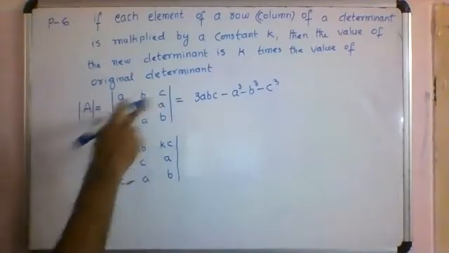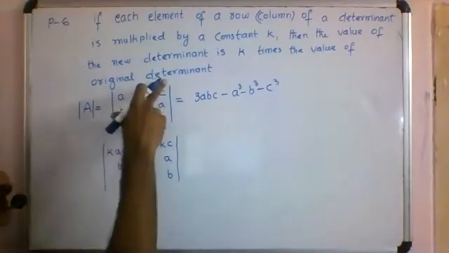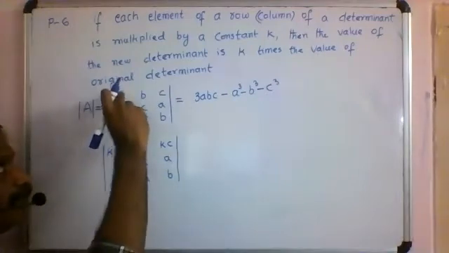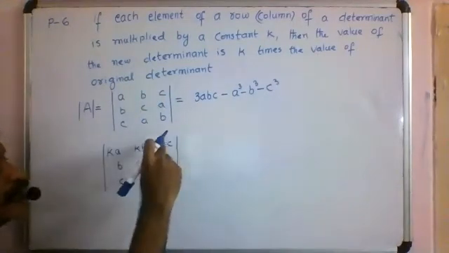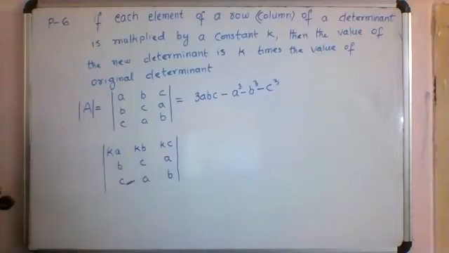This is the original determinant, right? Now I multiplied the first row with a non-zero number, say k. Now what is happening to this determinant? We have to observe.